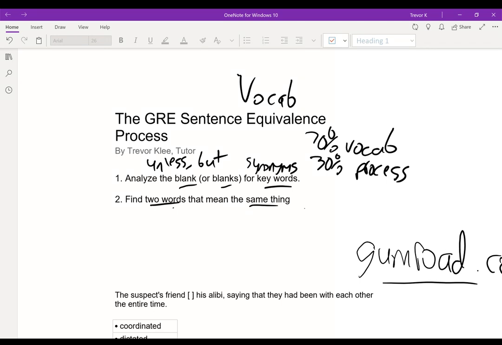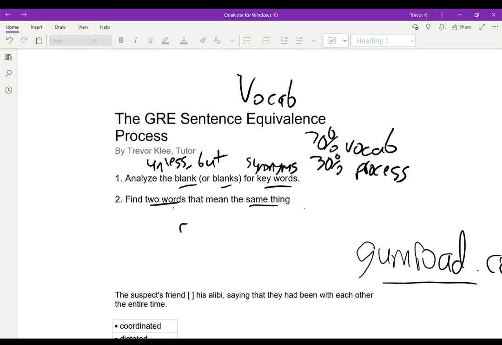There's a reason why I do step one, then step two. There are always going to be trap synonyms. There are always going to be two words that mean the same thing in your answer choices that will not be correct. So I always try to make sure that we're actually putting in the right synonyms there.